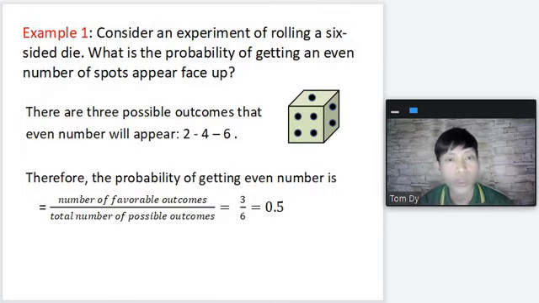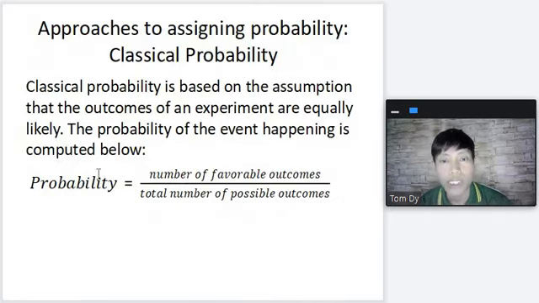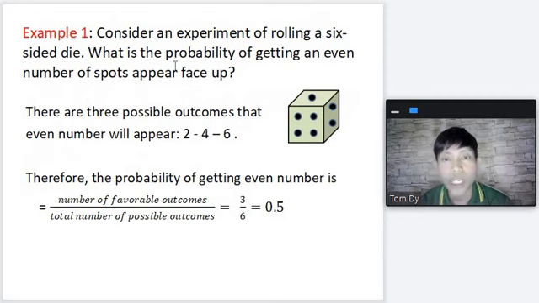To discuss classical probability, we have here our example. Remember, probability is the number of favorable outcomes divided by the total number of possible outcomes. Consider an experiment of rolling a six-sided die. So we have here our die. What is the probability of getting an even number of spots face up? Take note, a die will have the numbers 1, 2, 3, 4, 5, 6. Even numbers include 2, 4, 6. So there are three possible outcomes where an even number will appear: 2, 4, 6.